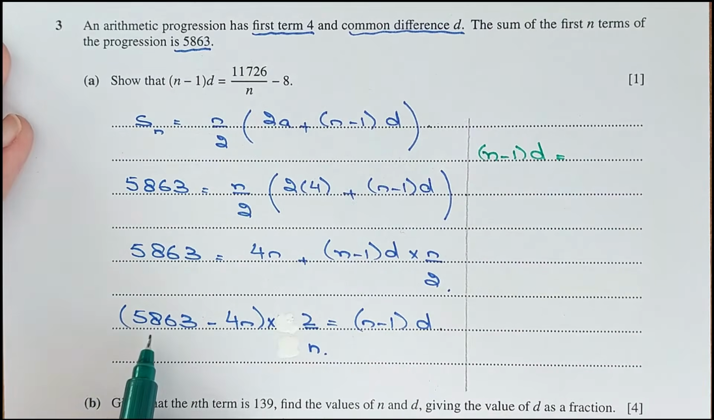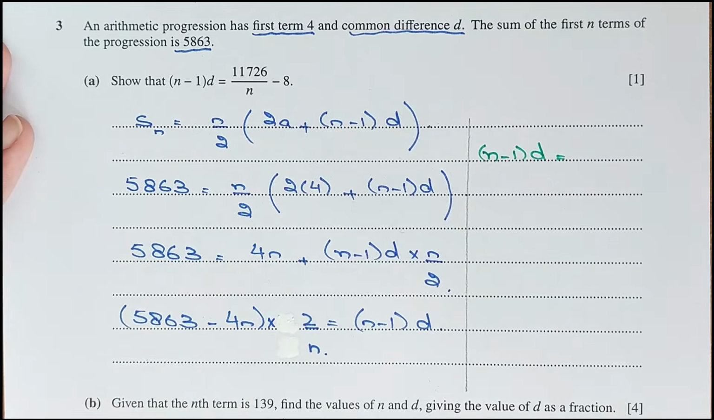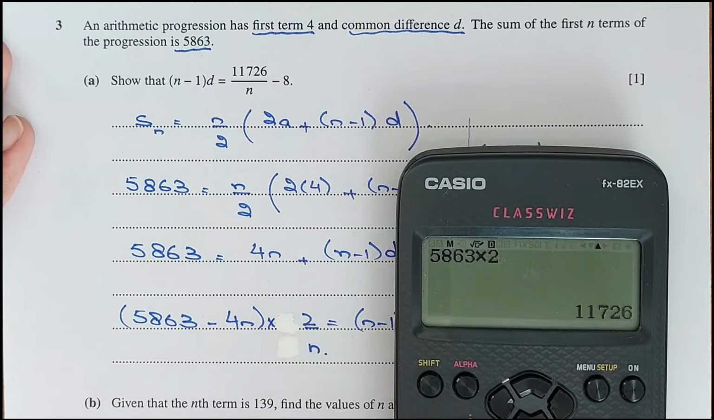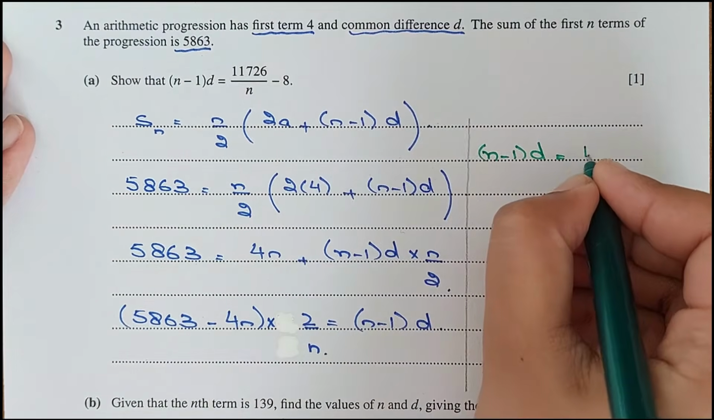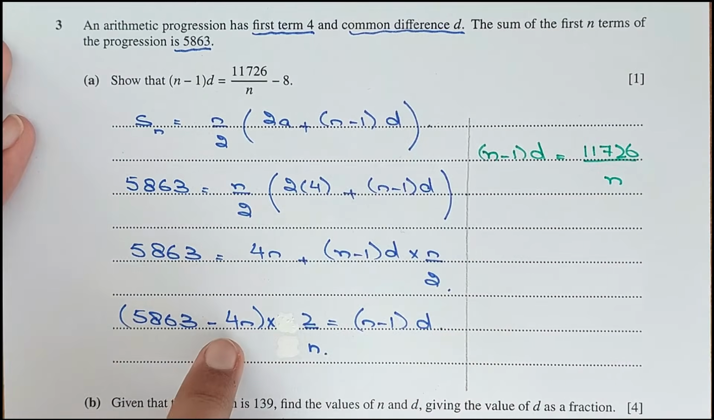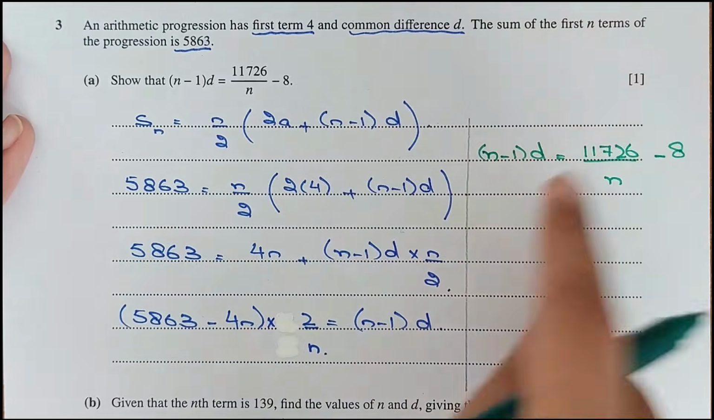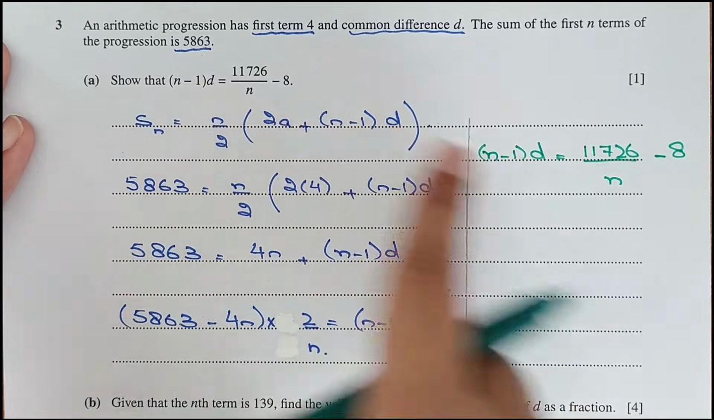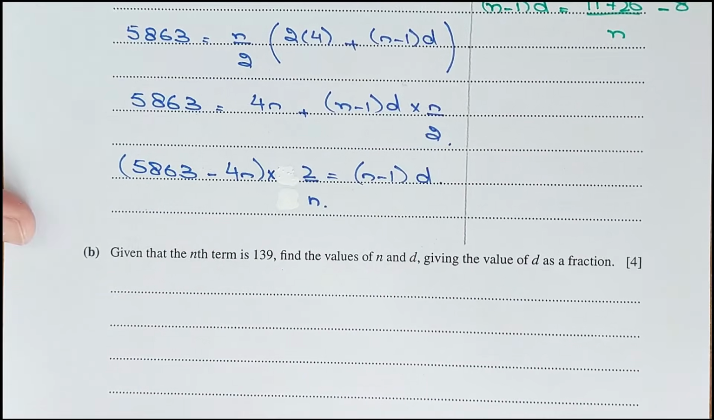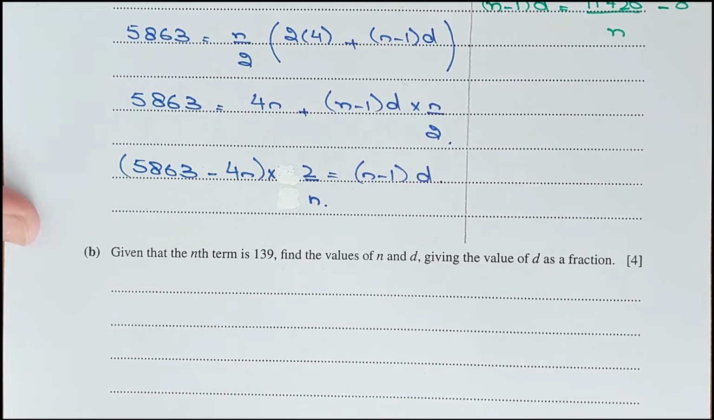Okay, so when we have to times 5863 by 2, we have 5863 times 2, which is 11726. 11726 divided by n, and 4 times 2 is negative 8 and is cancelled with n, so minus 8. So (n minus 1) times d would be equal to 11726 over n minus 8. Right. Now moving to part B, given that the nth term is 139, find the value of n, and d. Give the value of d as a fraction.